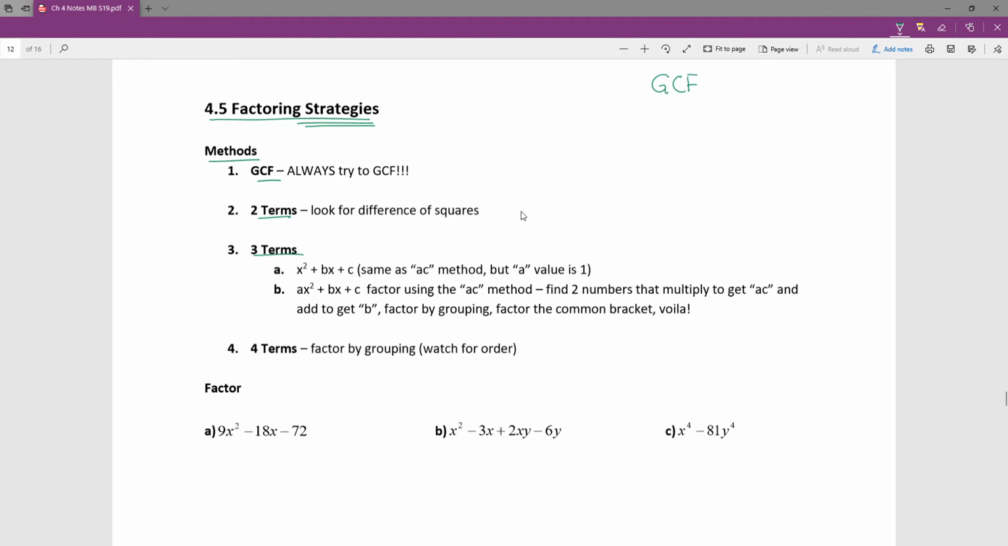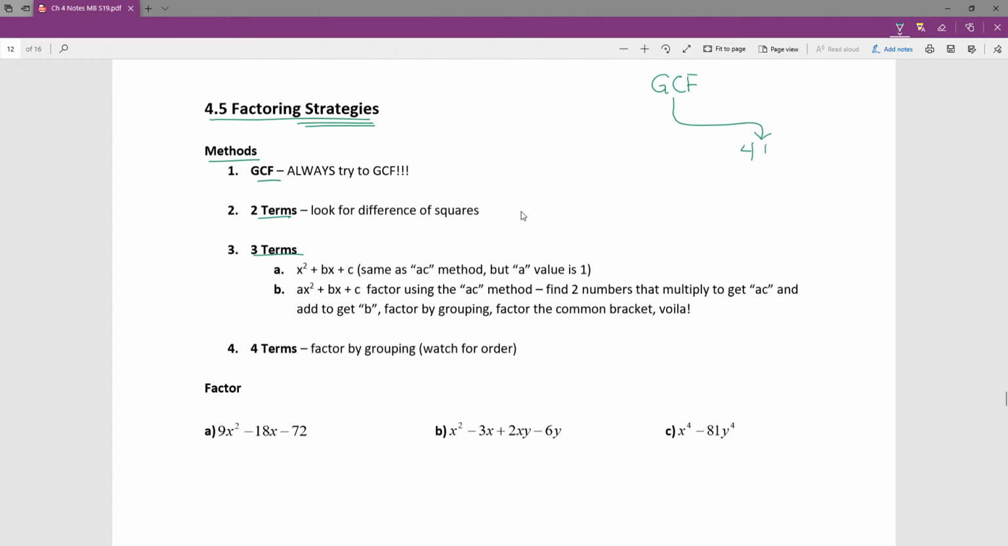And so start off with looking for a greatest common factor each and every time. I have to admit that I miss that step and then I have to fix it at the end. So greatest common factor is always what you should try first. After greatest common factor, we're going to take a look at how many terms there are, because we have different strategies for the different terms. And we worked through this material in this chapter with these in mind.